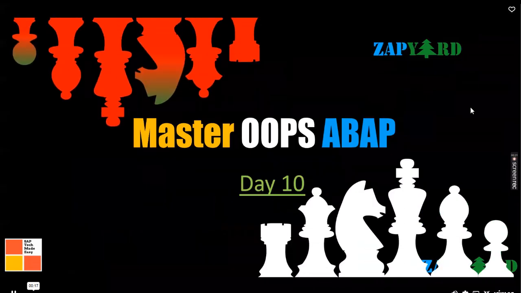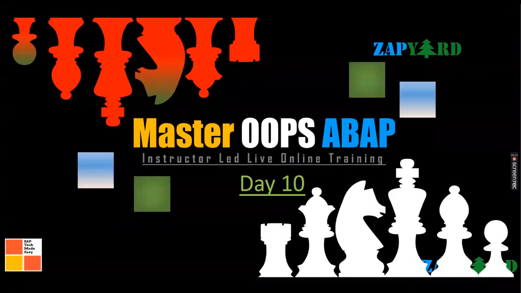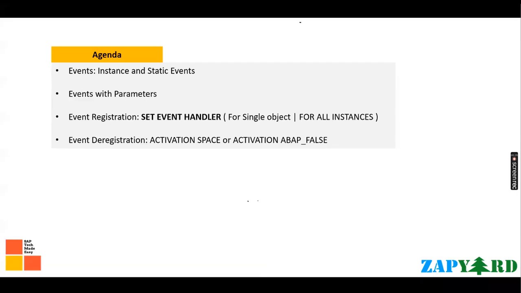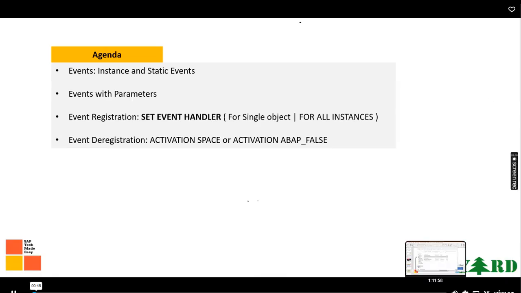Hello everyone, welcome to the next session of Master OOPS ABAP. Today is day number 10 and we are going to cover the advanced concept about events. So today let's start with the static events, and I'm going to take one real life example to learn the advanced concept of events, and then I will be giving you the assignment for the real-time SAP object related with the purchase order. I will explain that assignment at the end of the session. Once you understand the concept, please go through and complete that assignment.